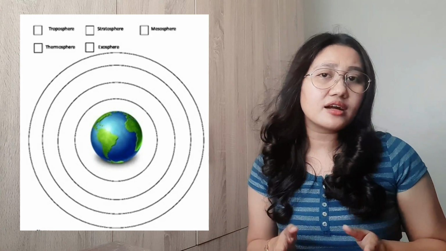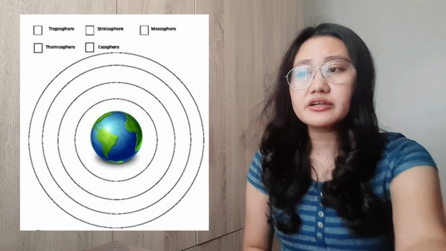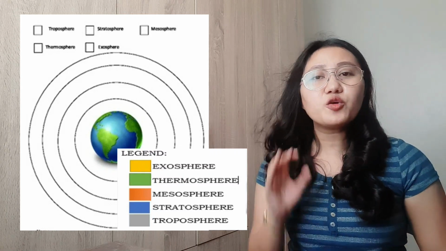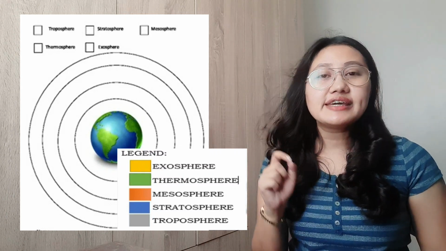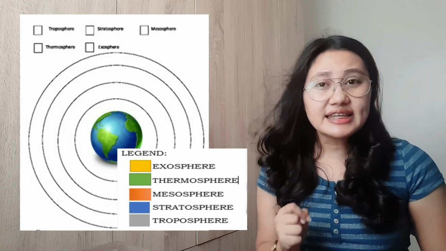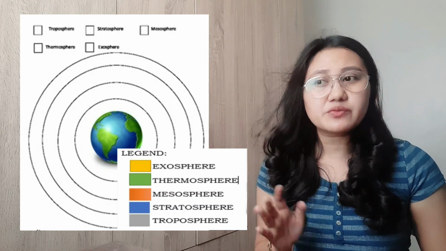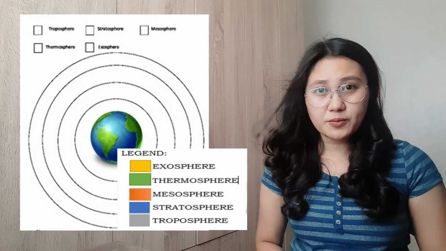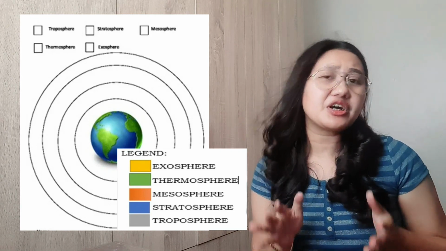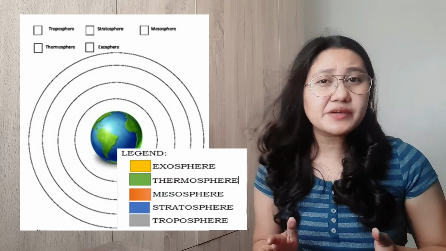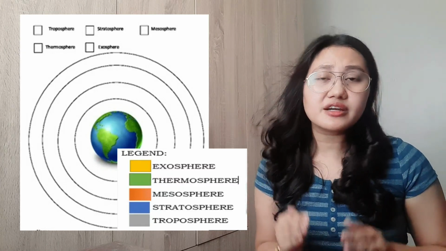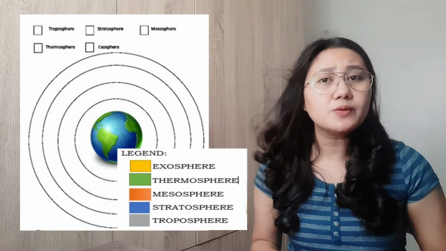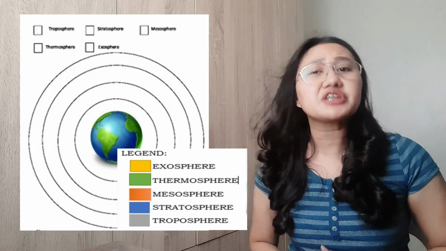Now, I want you to get coloring materials. Just prepare 5 colors. This will be the legend. You're going to color each part where yellow is the exosphere, green is the thermosphere, orange is for the mesosphere, blue for the stratosphere, and gray for the troposphere. I want you to distinguish which one is which. I'll give you time for that. You can pause this video so that you can work on that, and afterwards, we're going to check your answer.